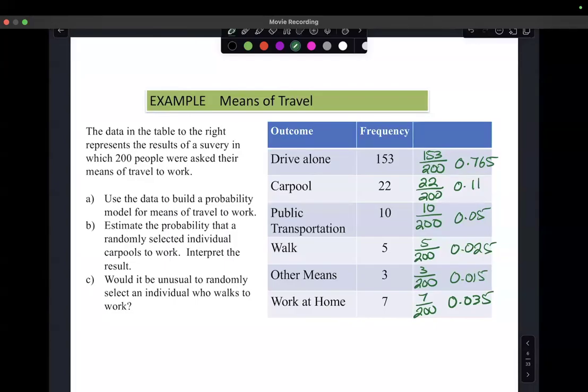Now, this is obviously estimation because we have a sample of 200 people. That's not super large, but this is based on our experiment. This is experimental probability based on our experiment.